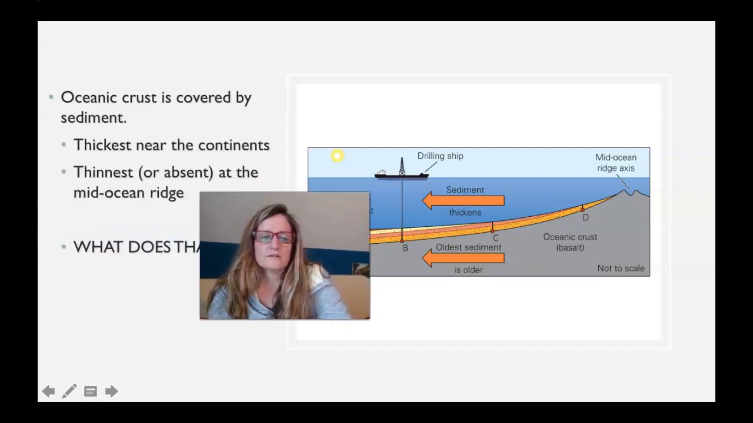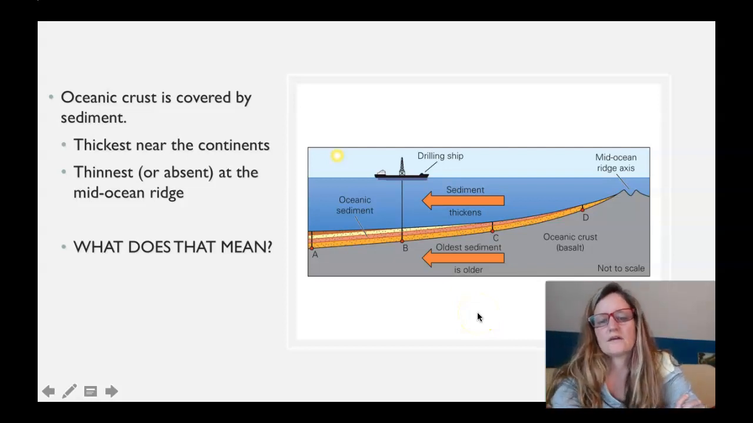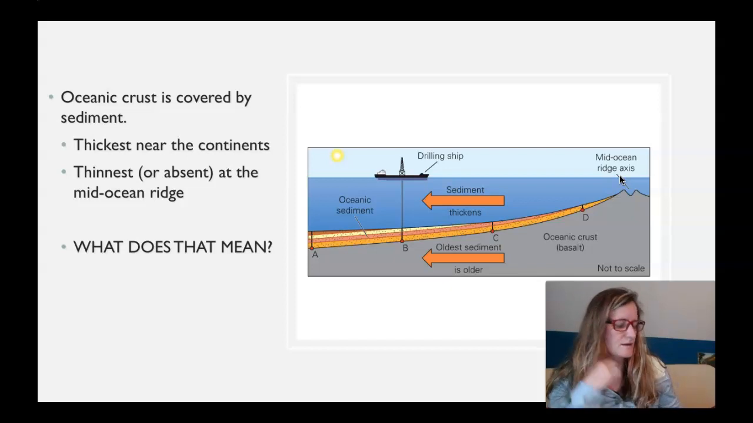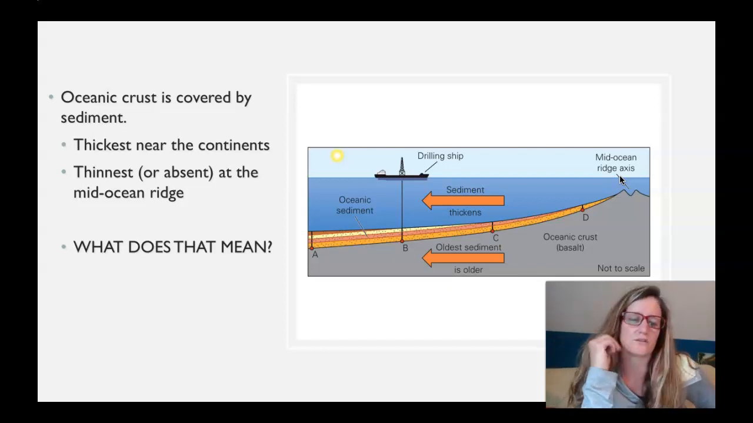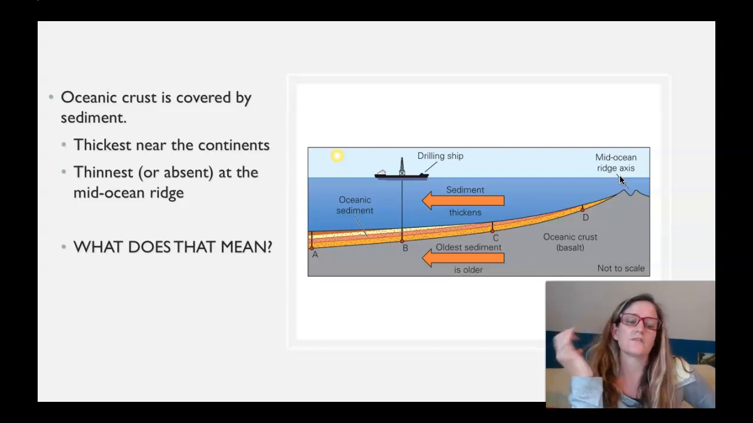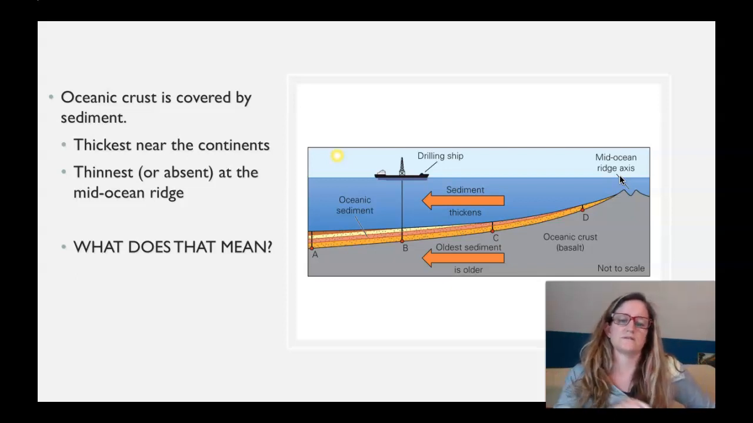Another discovery, again, we're just building up the evidence for plate tectonics, was that the thickness of sediment changes from the mid-ocean ridge axis out to the edges of our ocean basins. It's very thin at the ridge and thick at the edges of the basins near the continents. So how could that be? What could explain that there's thin sediment at the ridge and thick as it goes across the ocean basins? Think about that for a second.